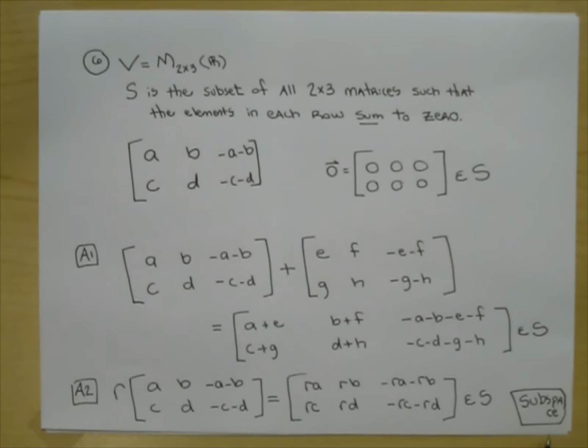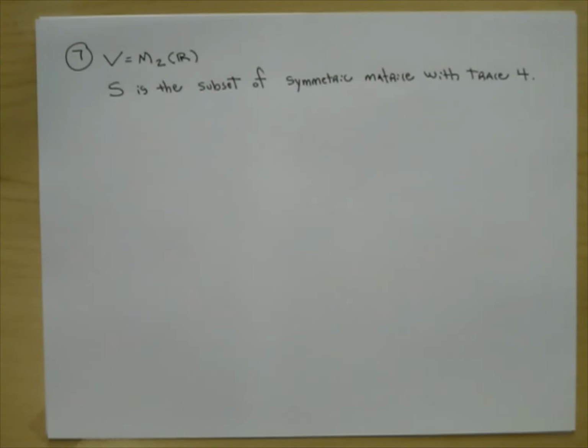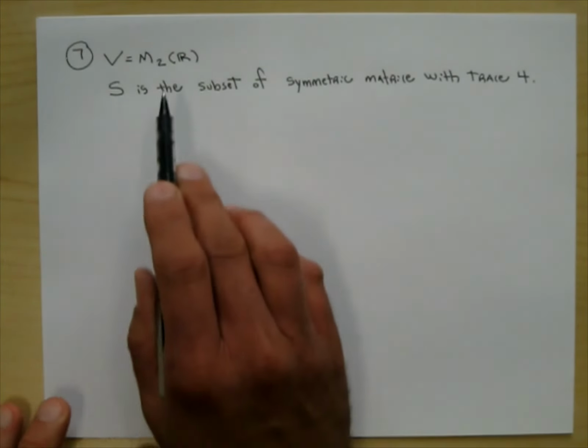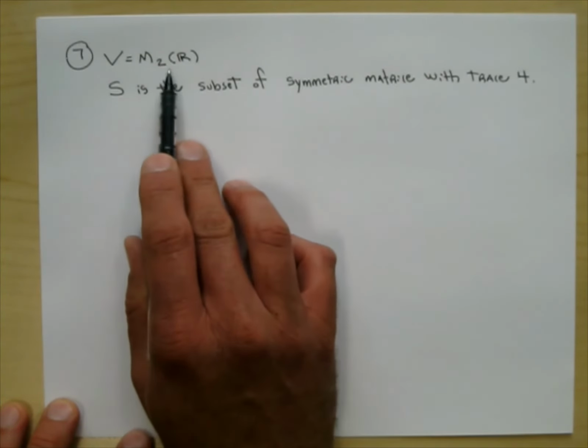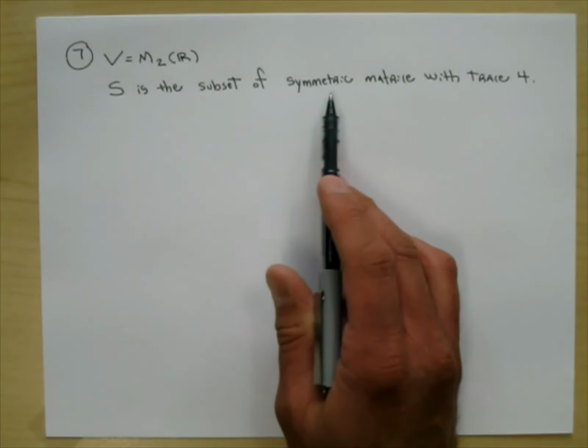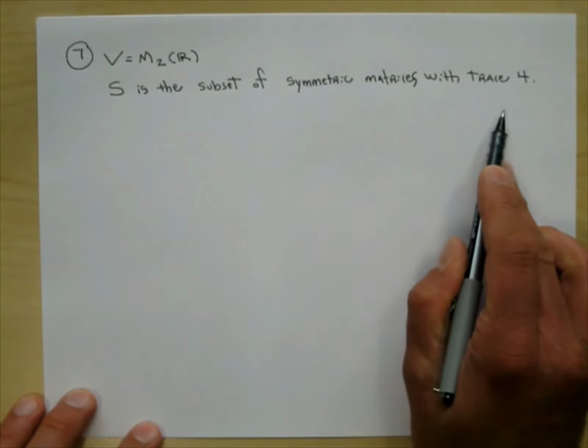Okay, so subspace. Okay, so that's how you play this game. We'll play the game a few more times here. Problem number 7. Your vector space is 2 by 2 matrices, and S is a subset of M2 of symmetric matrices, nice, with trace 4.